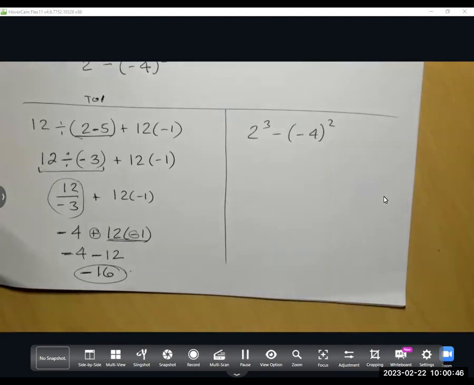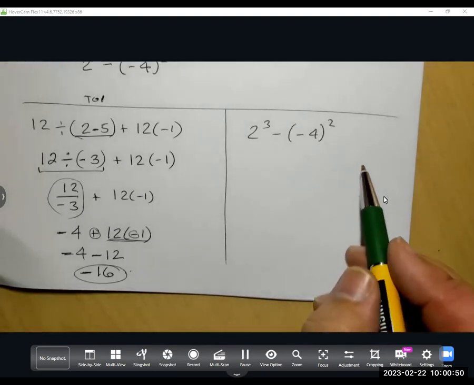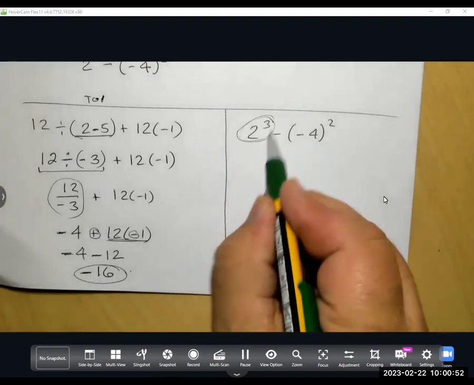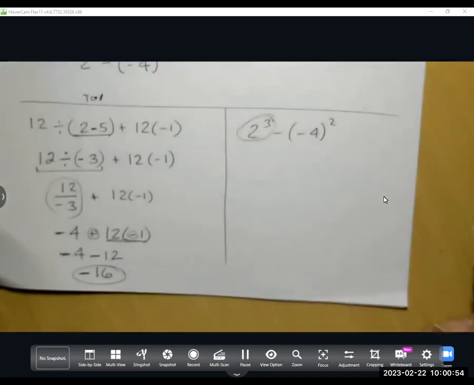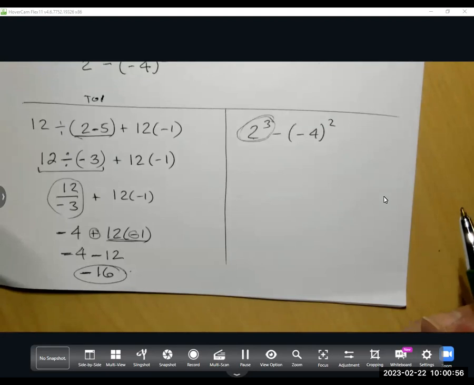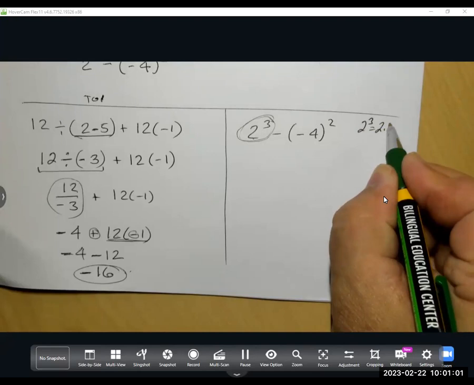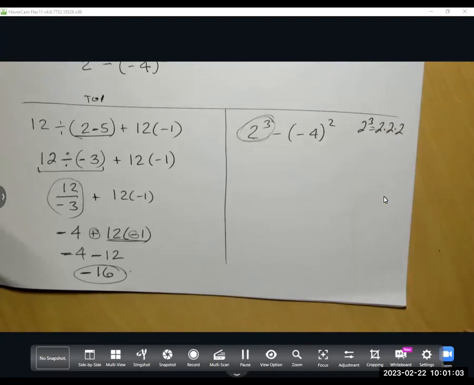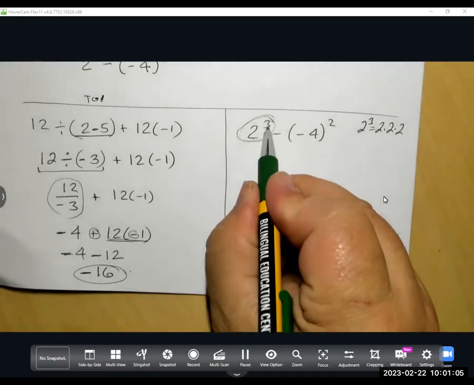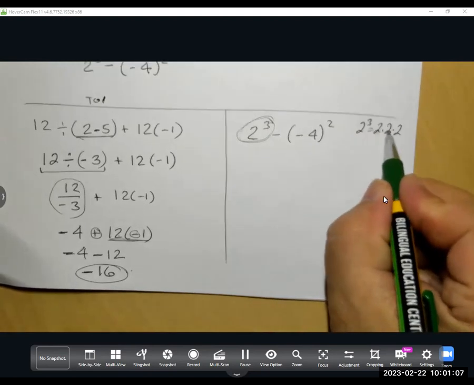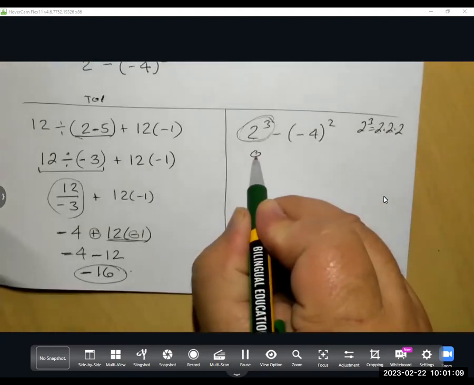Bottom, what do we do first there? Any special operations? Yeah, there's an exponent right there. What is 2 to the power 3? 2 to the power 3 is 2 times 2 times 2. The exponent tells me how many times you multiply the base. 2 times 2 is 4, times 2 is 8.